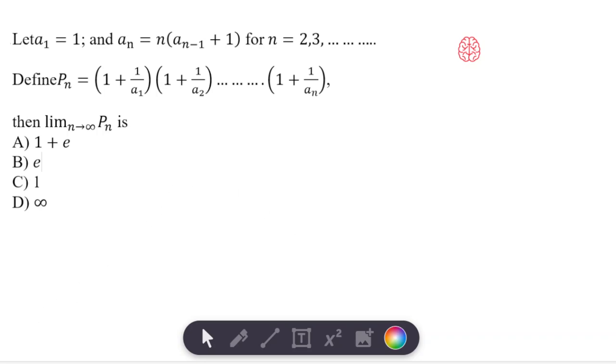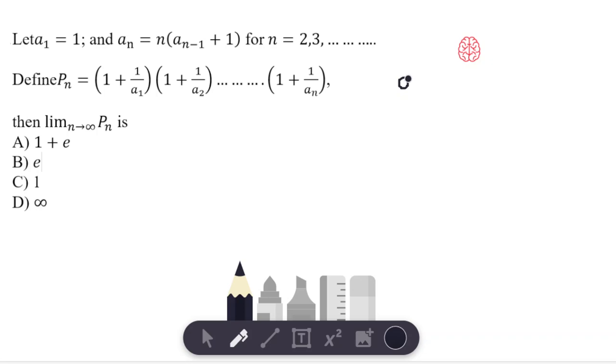Today we'll solve this problem. It is given like a recurrence relation, and a1 is 1, an is equal to n times an minus 1 plus 1, and it's given for n = 2, 3, ..., n, and you are supposed to find out the limit of this. So first we have to check what format this is in, and then we can go ahead.